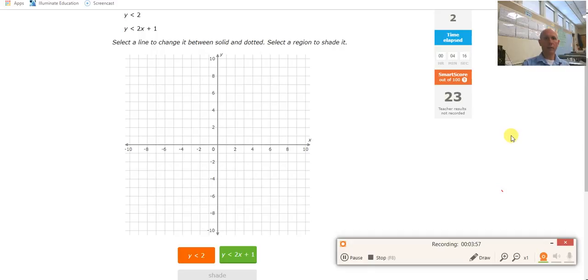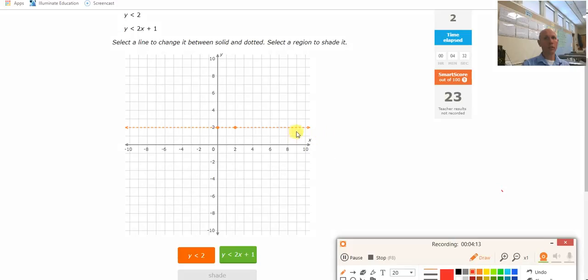Okay, let's graph the first line. So y equals 2. I pretend like it's an equation. There it is. It's dashed. Now I need to shade. Am I going to shade above or below it? Well, I'm going to test 0, 0. 0 is less than 2. That is true, which means I'm shading underneath this line.